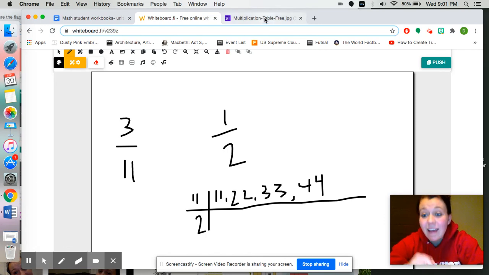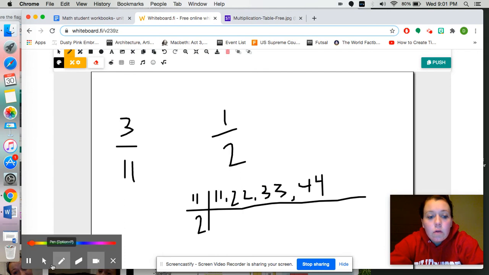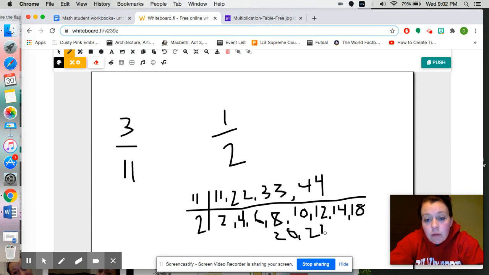Now I'm going to have to count by 2s, and I hope we don't need to use the multiplication table for 2s, but if you do, it is there for you. I'm going to count by 2s until I find a common denominator. So I'm going to go 2, 4, goodness, I am struggling right now, 6, 8, 10, 12, 14, 16, 18. I still don't have a common denominator. 20 and 22. And I'm going to stop there because I'm the teacher and I know the answer.